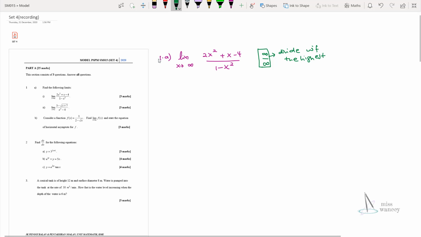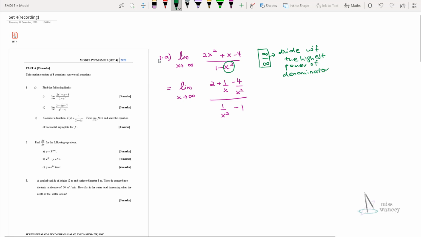If you check your denominator, the highest power is x squared. So I will divide everything by x squared. So this is the limit as x approaches infinity of (2 plus 1 over x minus 4 over x squared) over (1 over x squared minus 1).